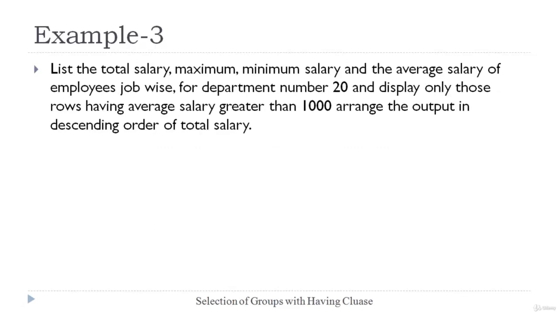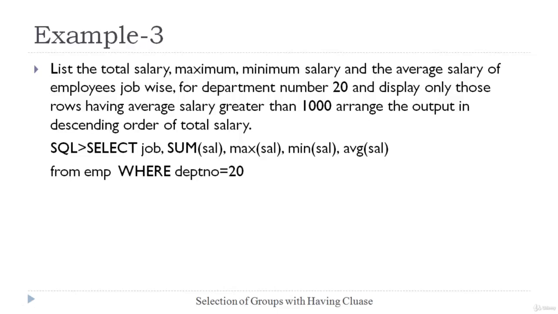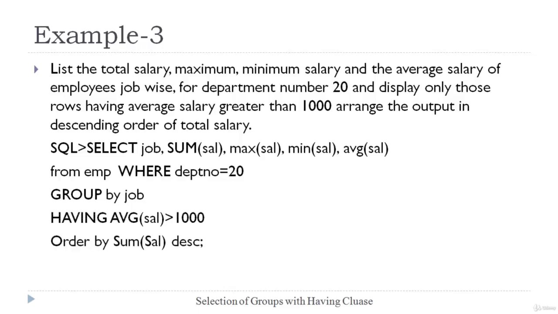In example number 3, this query is further extended to display the output in descending order of total salary. So the remaining query will be same. First we will select job, sum, maximum, minimum and average salary from employee table where department number is 20. Group by job having average salary greater than 1000. Then order by clause is added to display the records in descending order based on their total salary. Let's execute these queries to understand its implementation.